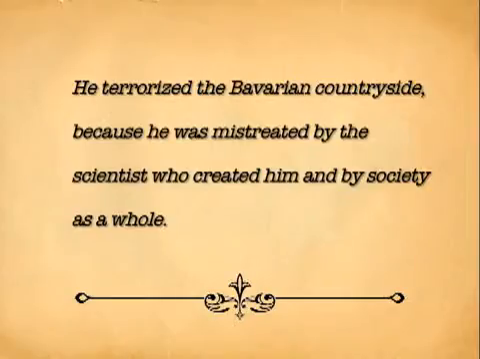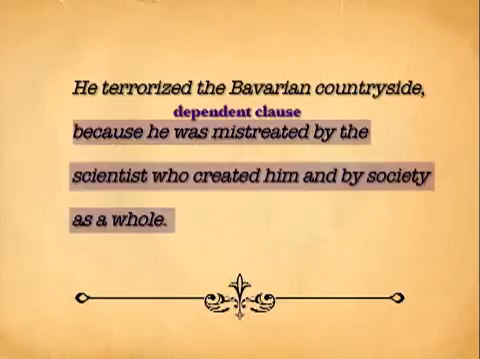In a paper about the novel Frankenstein, a student writes, "He terrorized the Bavarian countryside because he was mistreated by the scientist who created him and by society as a whole." Notice that in this case, again, you have a dependent clause after an independent clause, so you wouldn't need the comma. The student has included a comma, so you can simply delete it, and the problem is fixed. Now that we've discussed coordination and subordination, let's take a look at sentence classification, or various types of sentences.